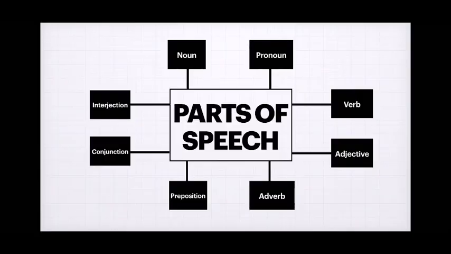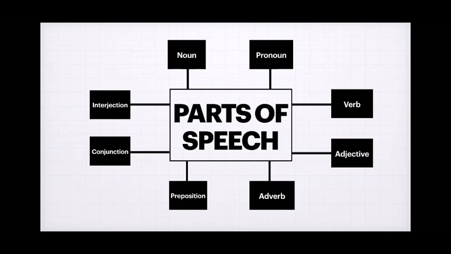A sentence contains many words. Each word is named differently according to the work they do and the way they are used in a sentence. These different names are called parts of speech. There are 8 parts of speech. They are noun, pronoun, verb, adjective, adverb, preposition, conjunction, and interjection.